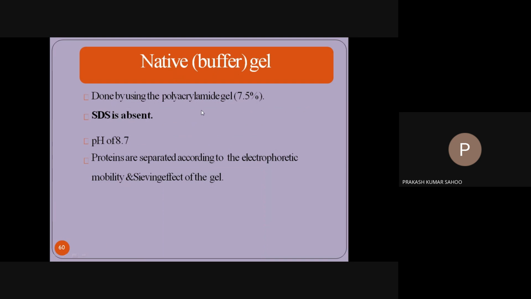Native buffer gel is done by using polyacrylamide. So just remember this compound, polyacrylamide gel, which is mostly used in your electrophoresis technique. It is 7.5% in your native buffer gel, and sodium dodecyl sulfate, SDS, is absent. pH is 8.7. Proteins are separated according to electrophoretic mobility and sieving effect.